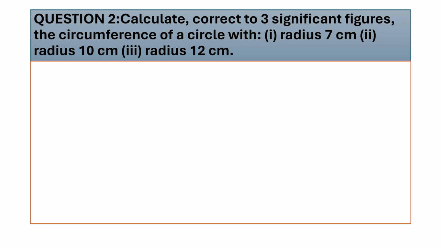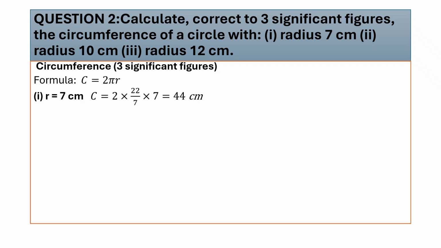Let's understand question number 2. Calculate correct to 3 significant figures the circumference of a circle. Now these are 3 different questions. That means 3 different radii are being given to you. Same question but 3 radii. So you need to calculate the circumference with 3 significant figures. Writing the formula, C is equal to 2 pi r. Substituting the value of radius, 2 into 22 upon 7 into 7, that will give you 44 centimeter. Likewise, the answer will be 44.0 centimeter.